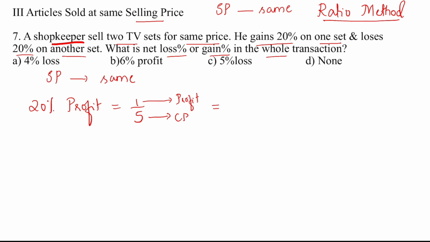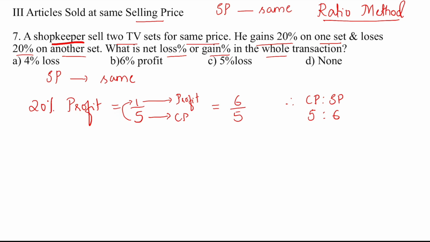So that means if we add 5 parts and 1 part, that means 6 parts is the selling price when the cost price is 5 parts. Therefore cost price is to selling price is 5:6, that is selling price is more than cost price, so he is making 1 part profit.